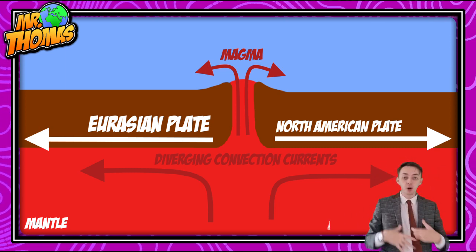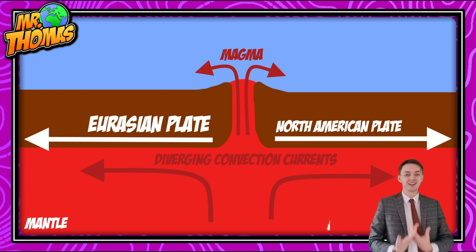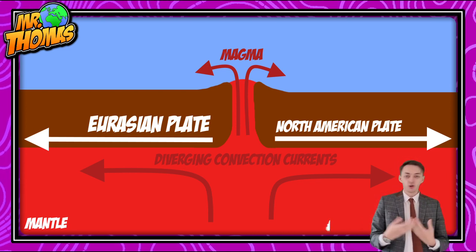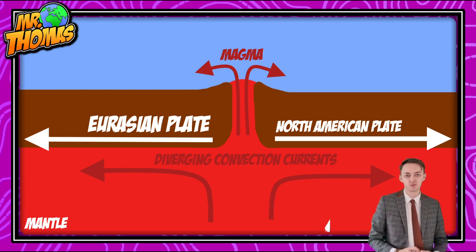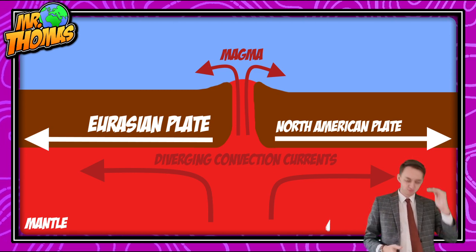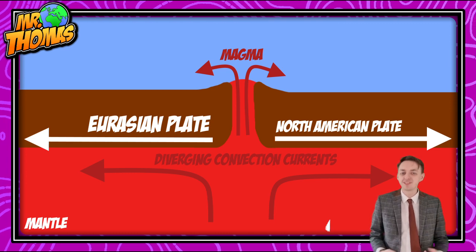And as magma pushes its way up through the margin, earthquakes can be caused. On top of that, we also have the formation of shield volcanoes at a constructive plate margin, which tend to be very broad and very pudgy, very gently sloping.